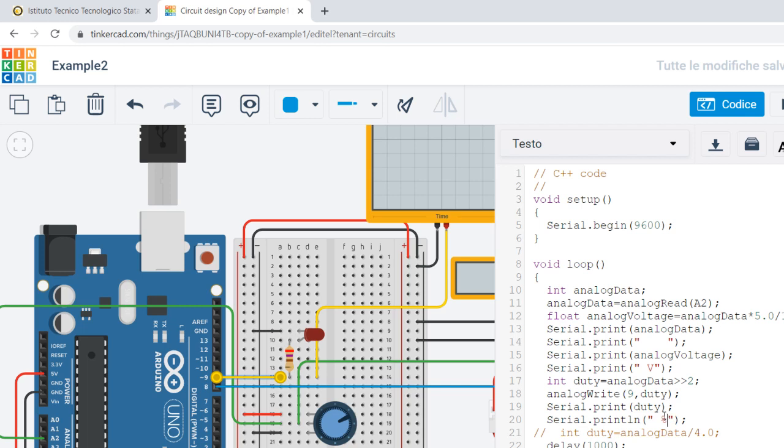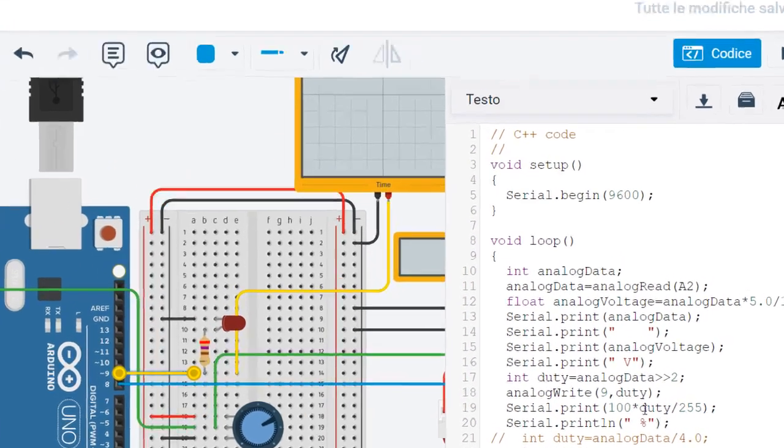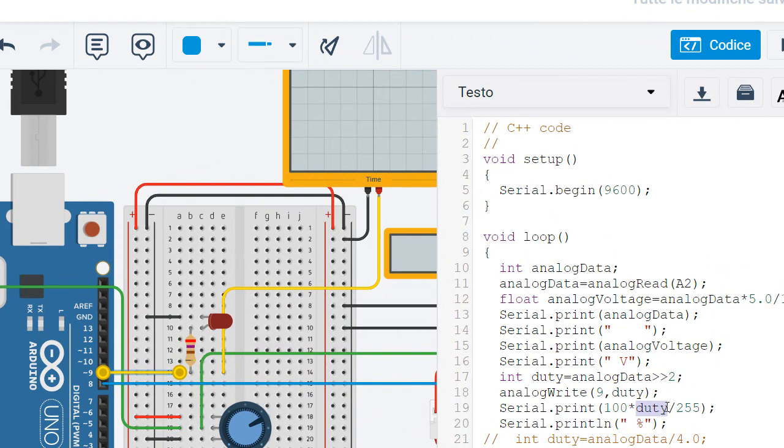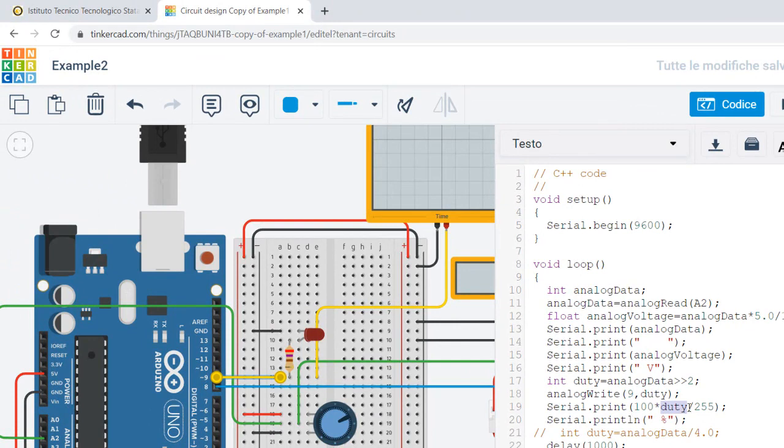No, duty is a number from 0 to 255. If we want the percentage, we have to divide it by 255 times 100. Okay, because duty changes from 0 to 255, and we want to print the percentage of duty. So it is 100 times duty divided by 255. Let's say one of these numbers is real to have an exact percentage.